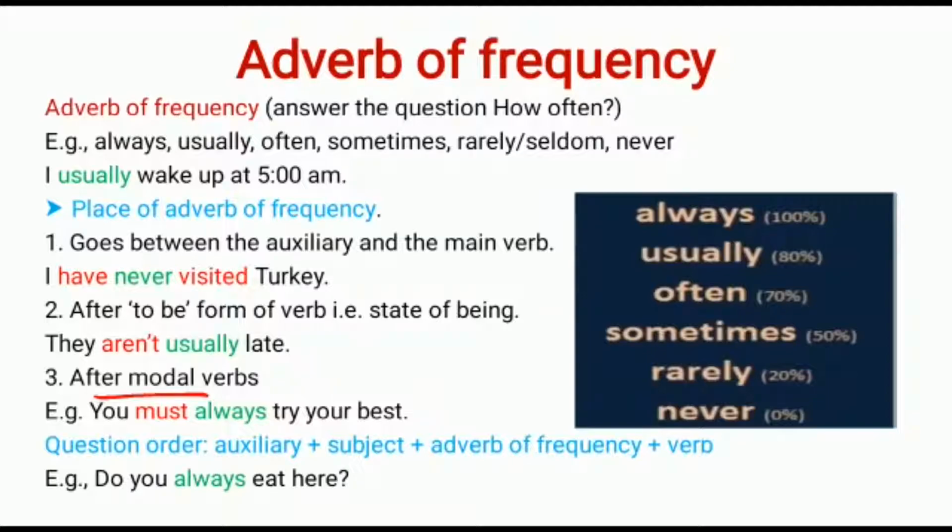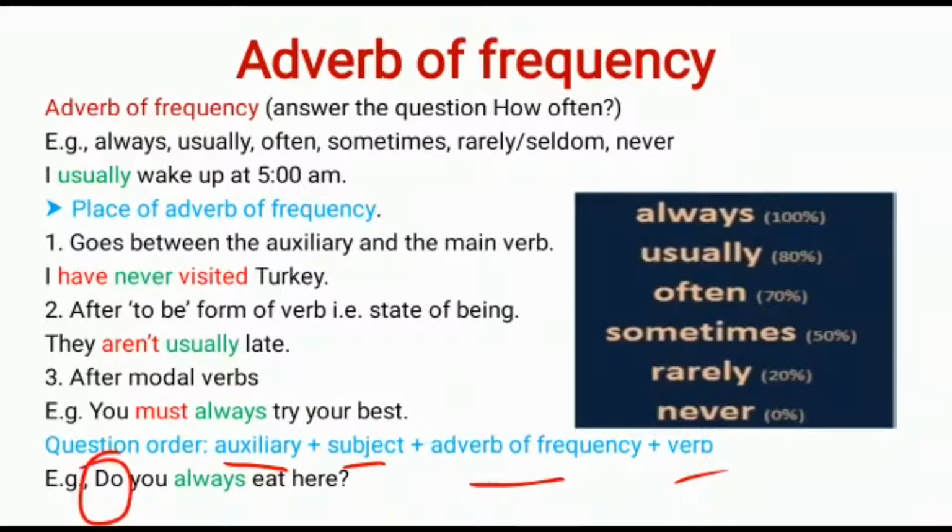correctly in a sentence. Now let us understand what will be the sentence structure if we will be using adverb of frequency in question form. Now the question order of adverb of frequency will be auxiliary plus subject plus adverb of frequency plus main verb. Now if we look at the example, do you always eat here? So we will be able to correlate this example with this question order.